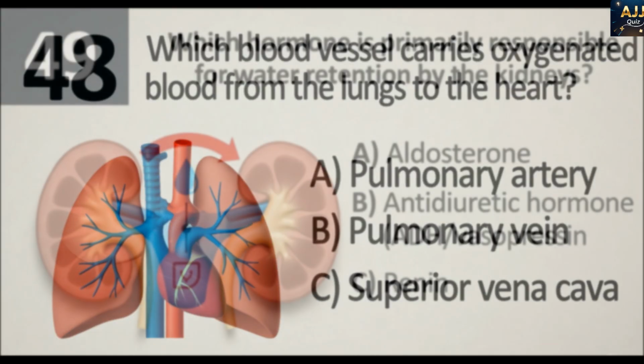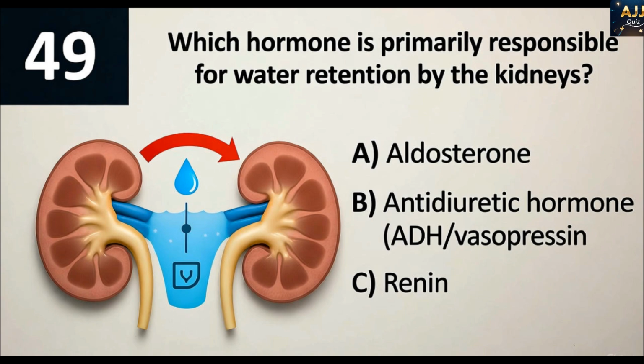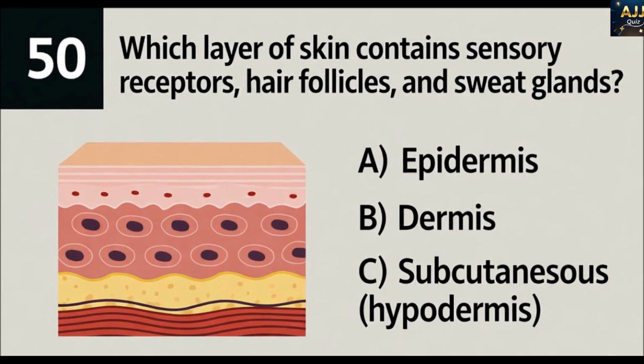Pulmonary vein. Which hormone is primarily responsible for water retention by the kidney? The ADH, or the antidiuretic hormone. Which layer of skin contains sensory receptors, the hair follicles and the sweat glands? The dermis.